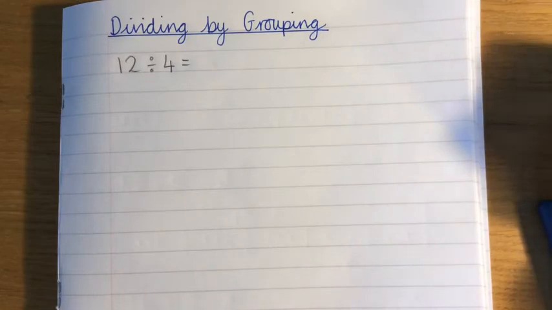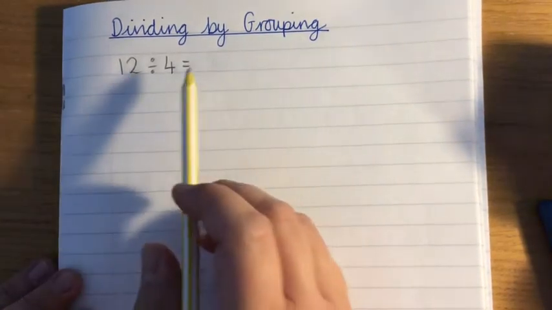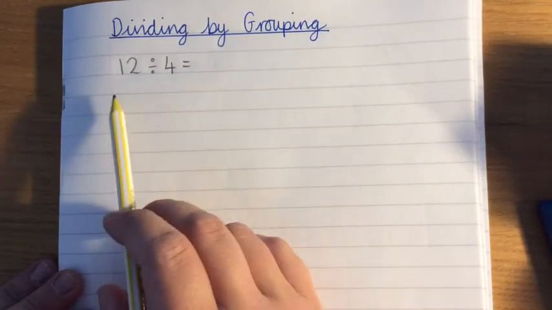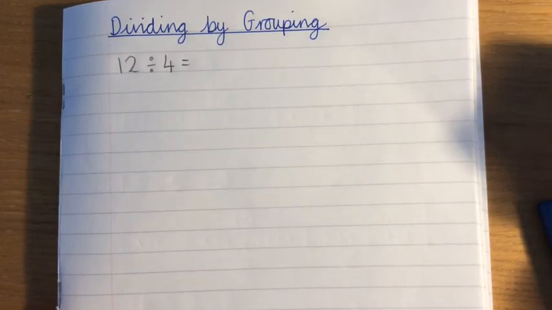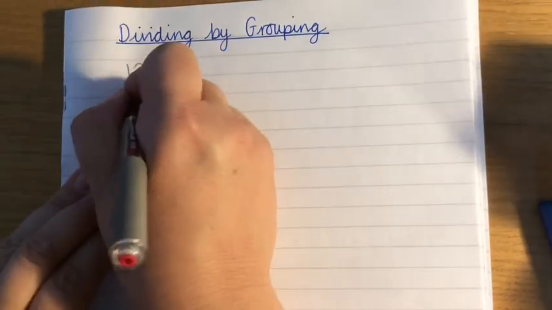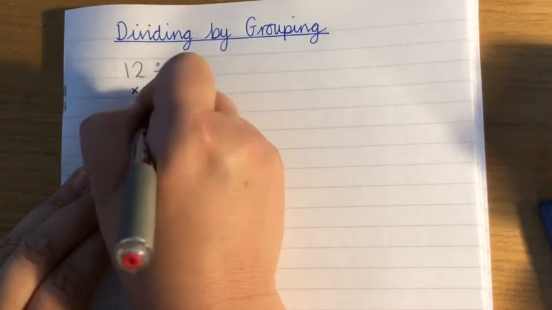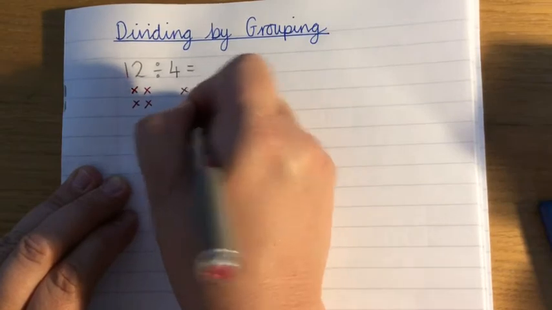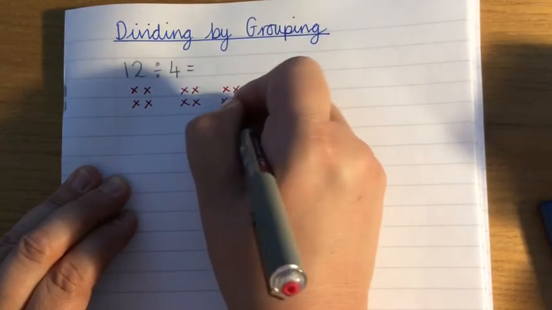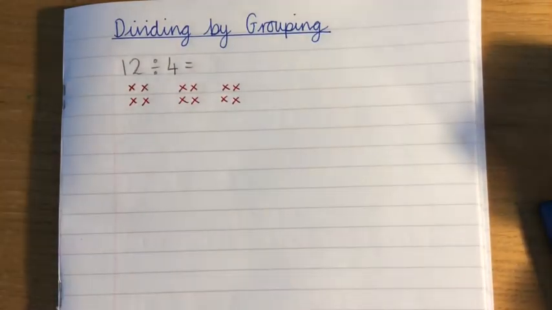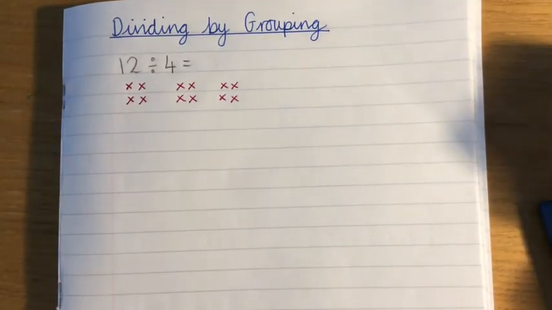So when we divide by grouping, it's quite useful to draw a little picture to help you out. So what we're going to see is how many groups of 4 make 12. So I'm going to draw in groups of 4, but counting up to 12, so I don't do too many things. Okay, so I'm going to do 1, 2, 3, 4, 5, 6, 7, 8, 9, 10, 11, 12. I'm stopping at 12 because that's the number that we're dividing.